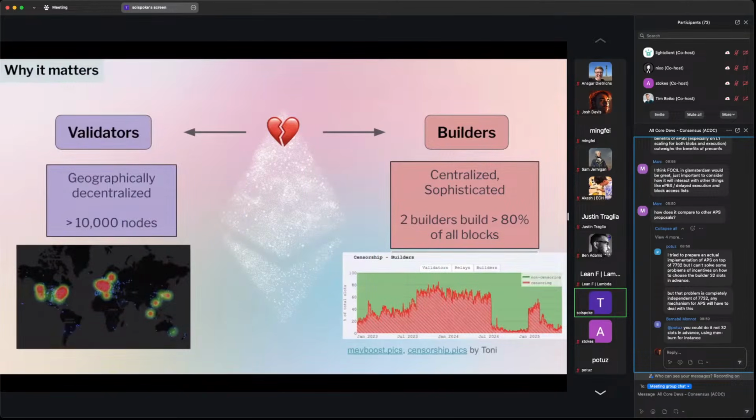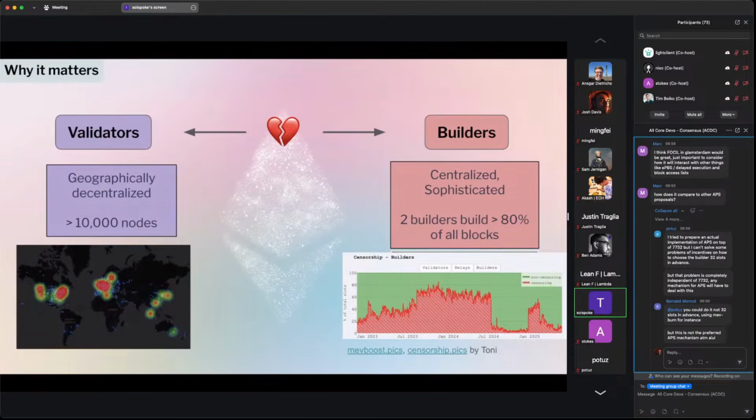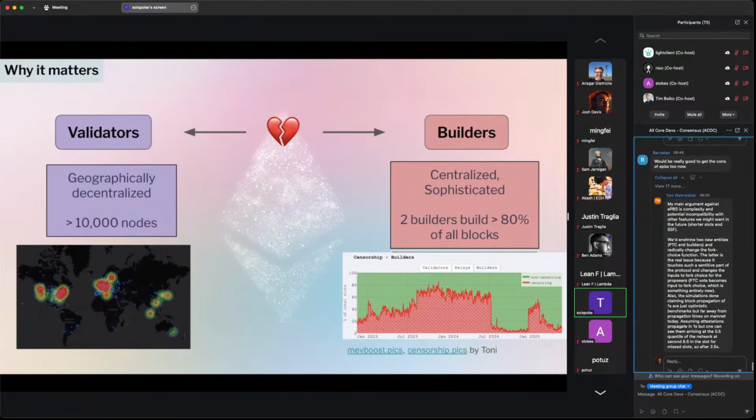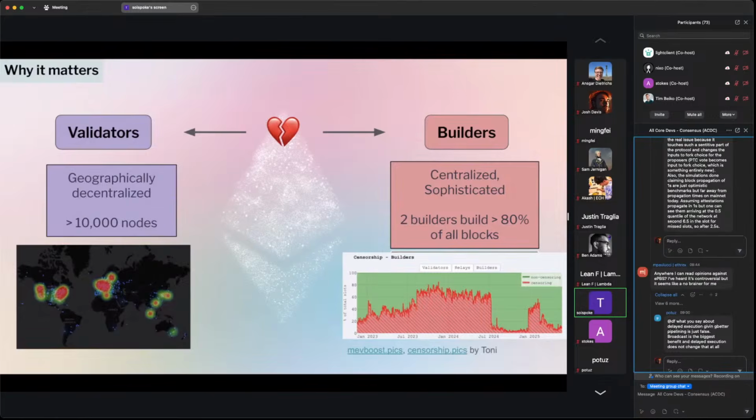Why it matters? Well, I think it's kind of obvious, but censorship resistance is a core Ethereum value. And today we have more than 80% of all blocks produced by just 2 builders. And it's important to keep in mind that these 2 builders can arbitrarily decide whether to include or exclude transactions from most Ethereum blocks. And just by looking at the data, you can see these huge fluctuations in builder censorship. That's just caused by 1 or 2 builders that suddenly decided to censor more or less based on the fluctuations of their policies.